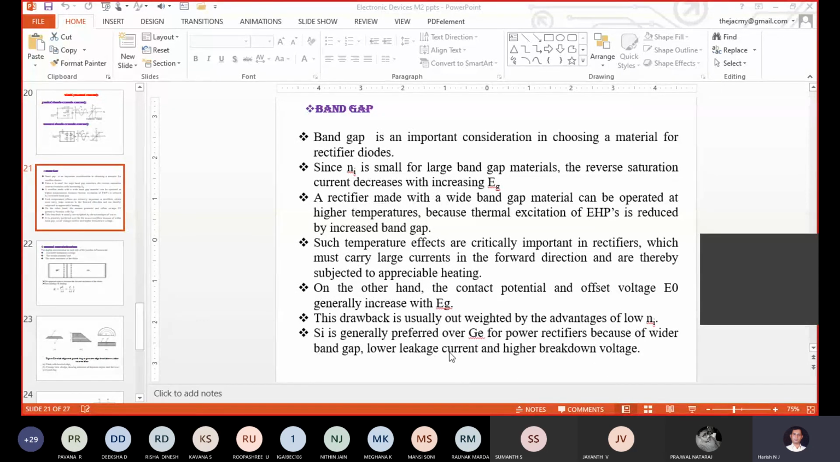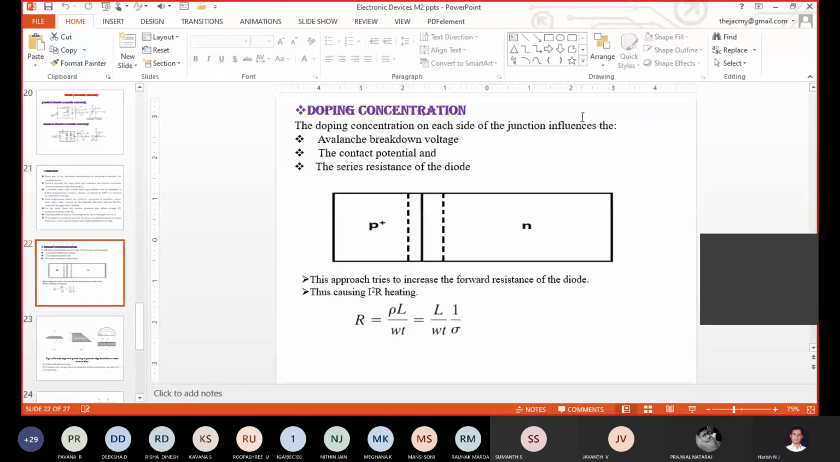Correct. So due to these advantages, we have to choose silicon rather than germanium, or generally we choose a wider band gap kind of semiconductor for designing the PN junction diode. Correct. So this is one concept for enhancing so-and-so parameter of the PN junction diode. Now we will move to the second parameter, that is doping concentration. Correct. So we will discuss this concept in detail in the next class. We will stop it here.